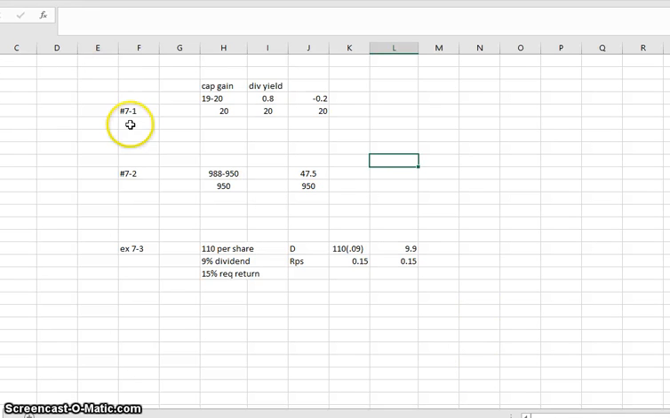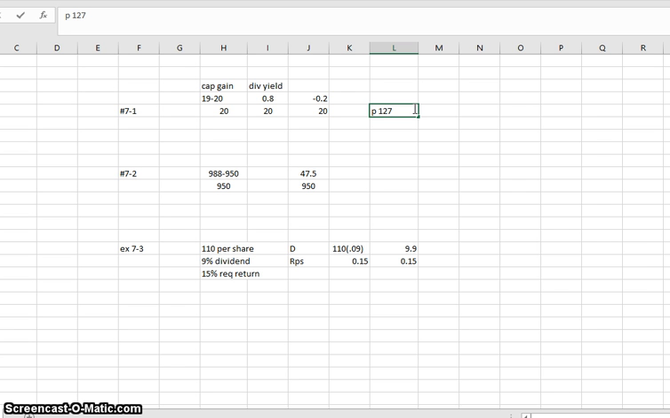We are going to do problem 7.1, 7.2, and 7.3. 7.1 is a capital gains and dividend yield exercise. So if you go back to page 127 of your textbook, I want you to take a look at the green chart on the top right-hand side where it says capital gains.